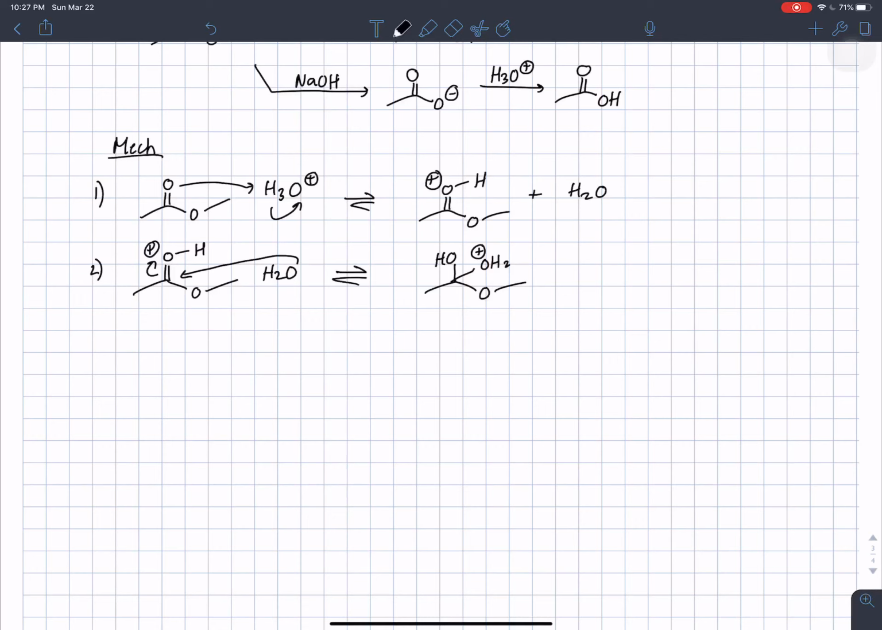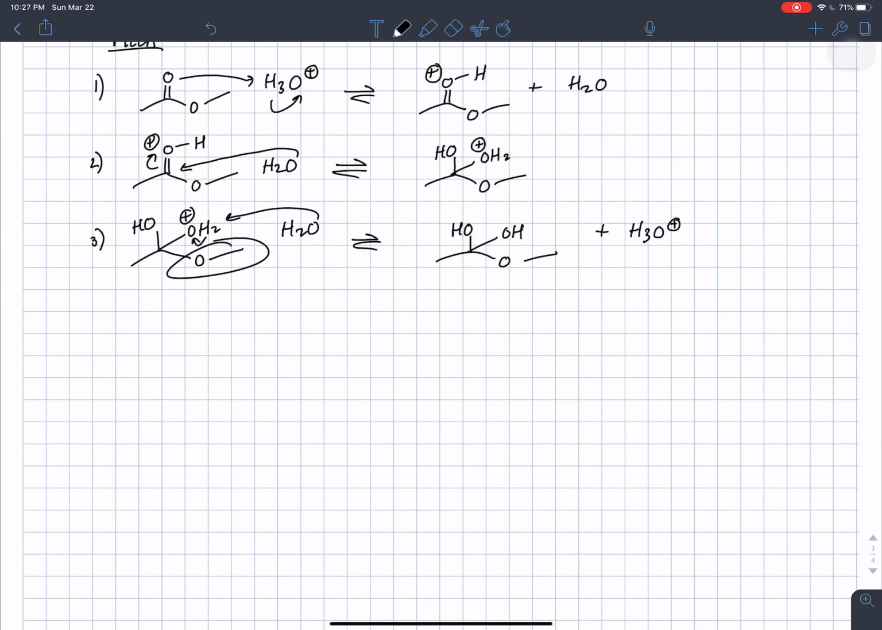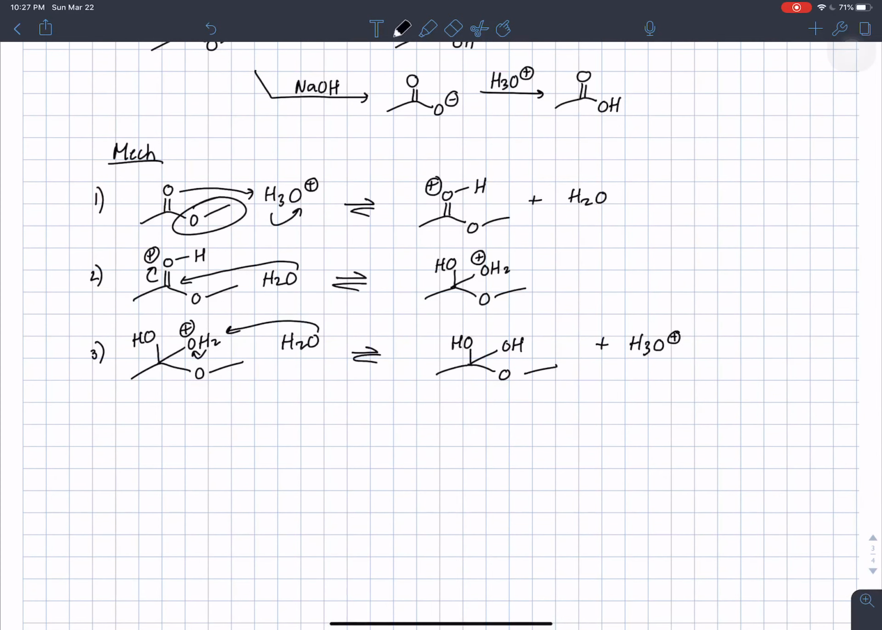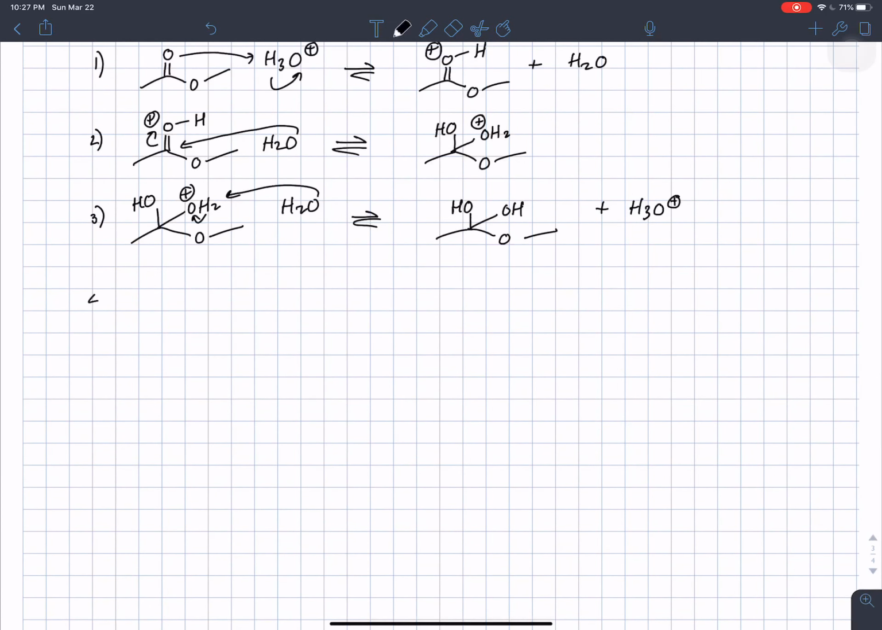All right, so you make that. Step number 3. HO, OH2. So you can guess, because we don't want that to leave, we're going to deprotonate that, like that. Okay, and now we want the OR to leave. So overall, we're trying to get this to leave, and we're trying to add another OH with this thing. So step number 4.